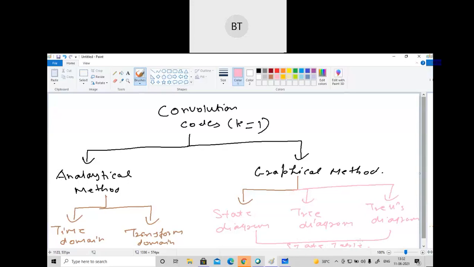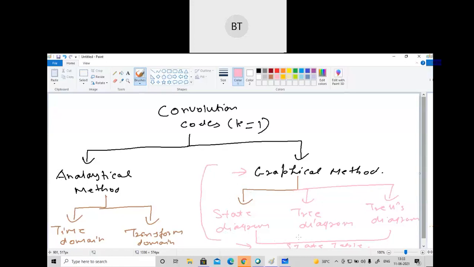Two things we are going to study in the convolution code. First is the analytical method, in which we will see how to operate in the time domain, and after that how to operate in the transform domain. Next is the graphical method, in which three things are very important: the state diagram, the trellis diagram, and the tree diagram. All three depend on the state table. If you know how to make the state table, you can easily solve problems based on the graphical method. Slowly, we will learn.